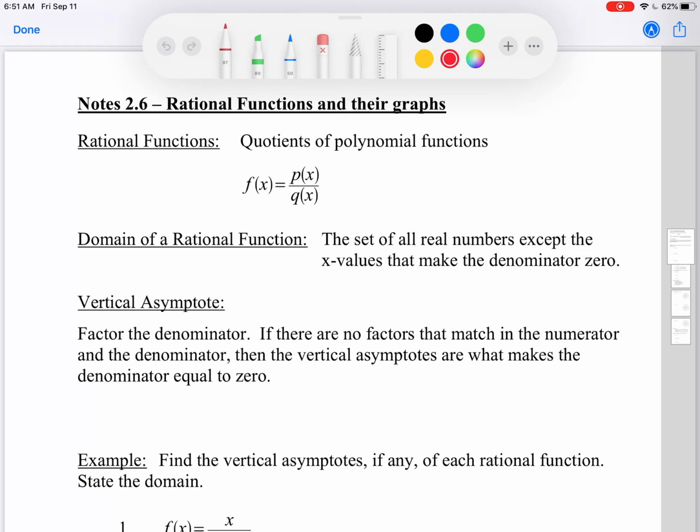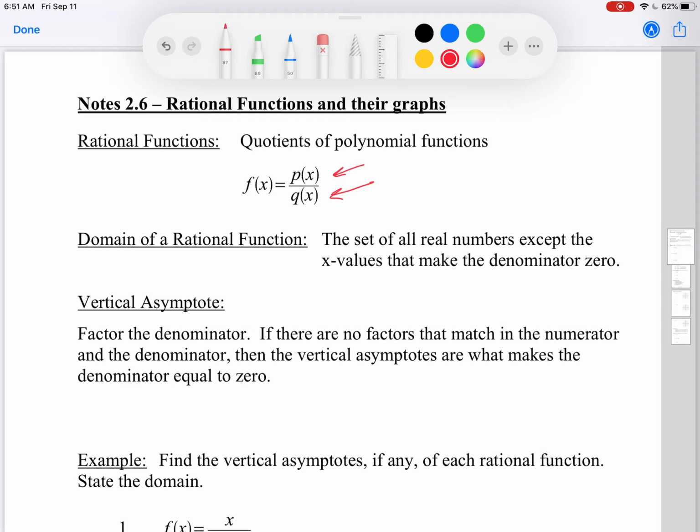All right. So as we read through the first set here, we talk about rational functions. Rational meaning that it's the quotients of the polynomial function. So think rational, think like a fraction type of thing. All right. We have a function, p of x, or f of x equals p of x divided by q of x. So there are two parts to a rational function.